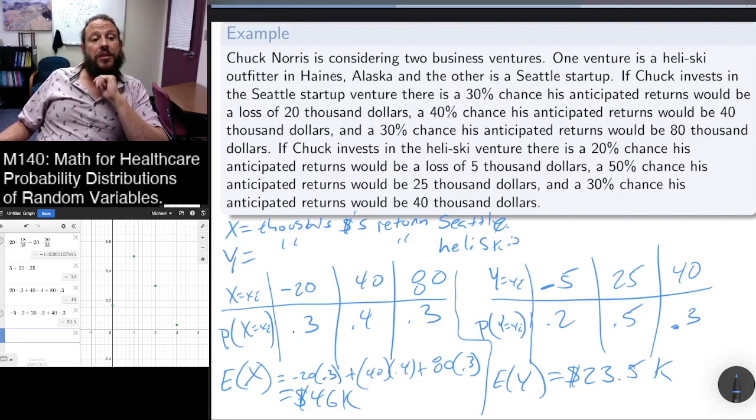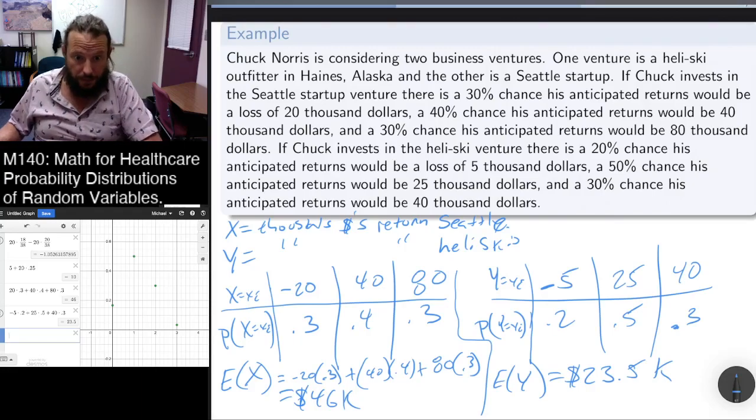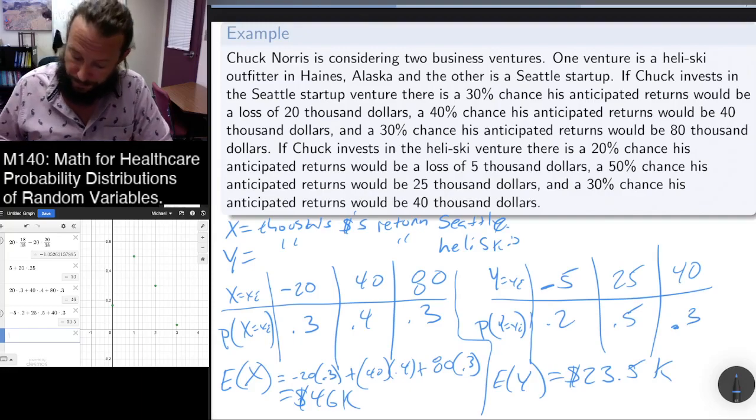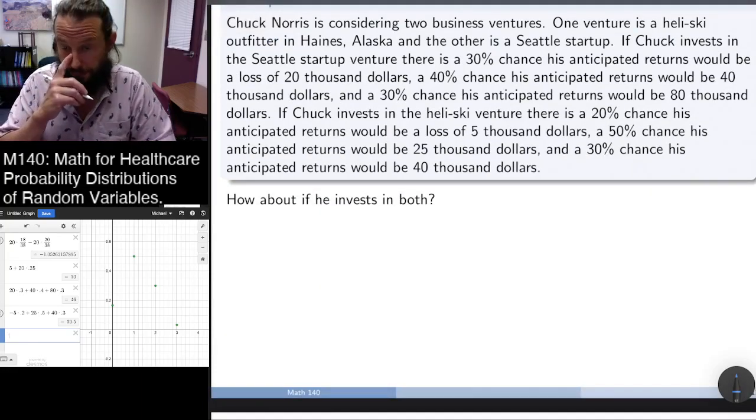But certainly things to think about. Like I said, expected values, when it's a single shot at it, you could use it to point the direction, but it doesn't mean you automatically do that. It's different when you're an insurance company or a casino, something that's going to happen millions of times. All right. Now, what happens if he invests in both?